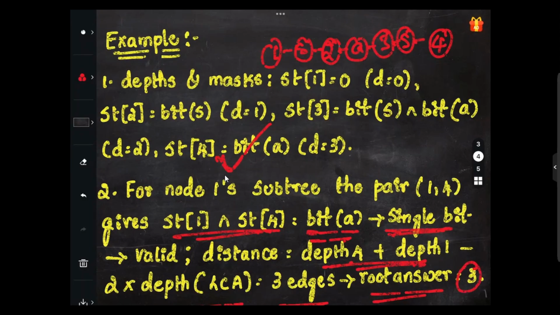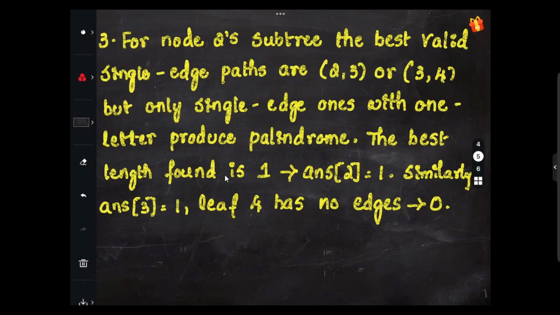For the node 1 subtree, the pair 1 comma 4 gives st of 1 xor st of 4, right? So bit a, the single bit. So this is valid. Distance is equivalent to depth 4 plus depth 1 minus 2 into depth of the LCA. That is equivalent to the 3 edges, right? Root answer is 3 here. Root answer is 3. For the node 2 subtree, first we got 3.